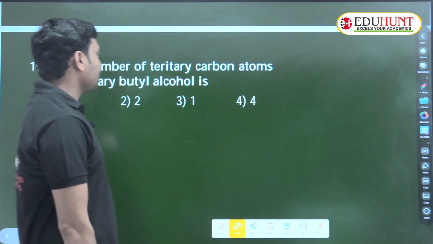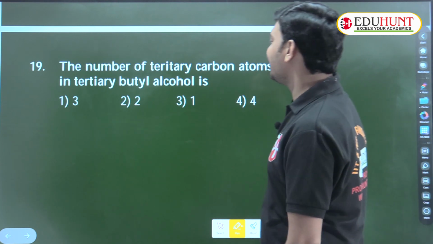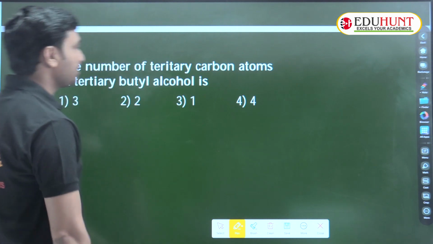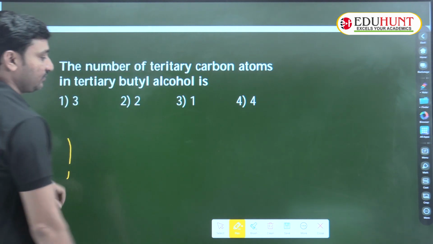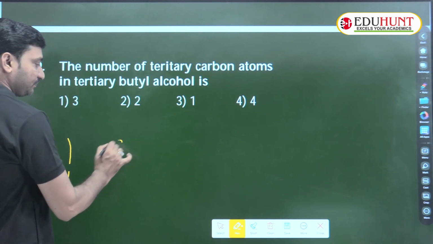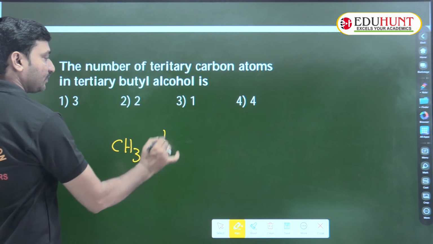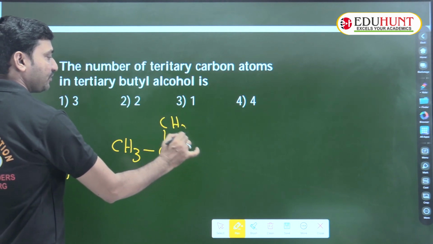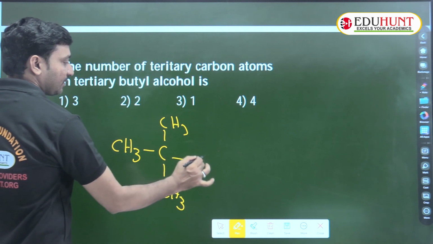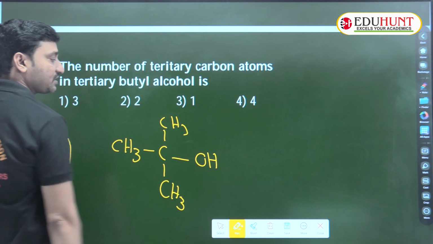Next question. The number of tertiary carbon atoms in tertiary butyl alcohol. What is the structure of tertiary butyl alcohol? The structure of tertiary butyl alcohol. This is the tertiary butyl group, right? Alcohol means OH, the functional group.